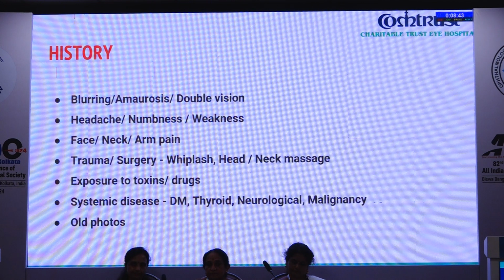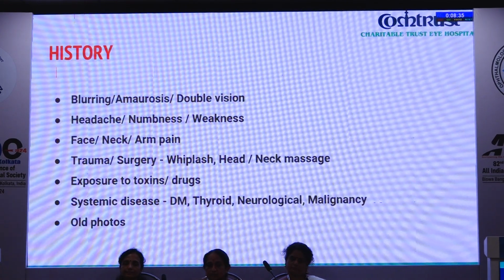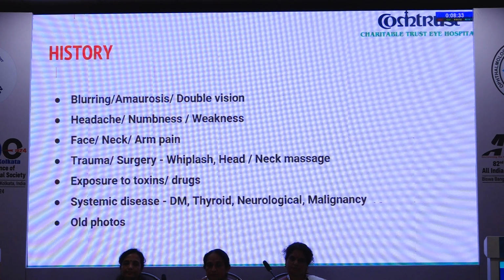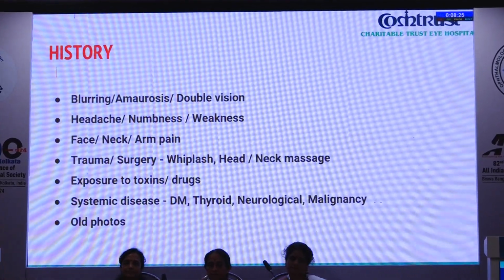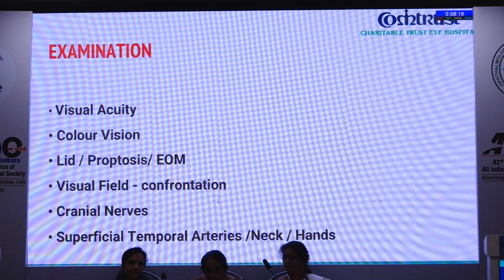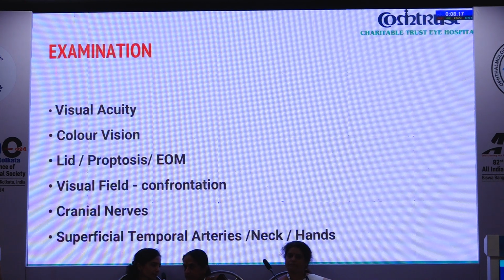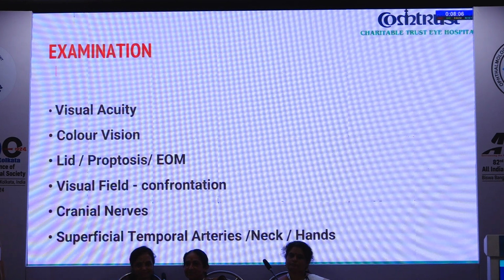First and foremost, take a history, as was clearly pointed out by all of these eminent experts. Ask about blurring, amaurosis, double vision, headache, numbness, face, neck, arm pain, trauma or surgery, exposure to toxins or drugs, systemic diseases, and most importantly, old photos need to be checked. A thorough examination of visual acuity, color vision, lid, proptosis, extraocular movements, and visual field analysis, at least a confrontation test, cranial nerve examination, and of course check the superficial temporal arteries, hands, and neck.